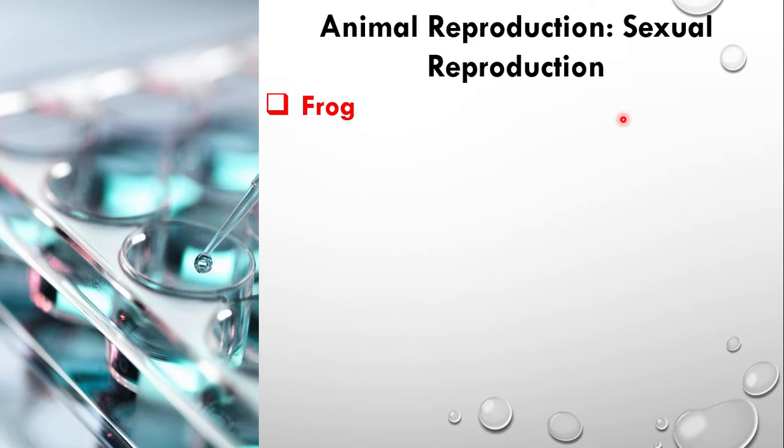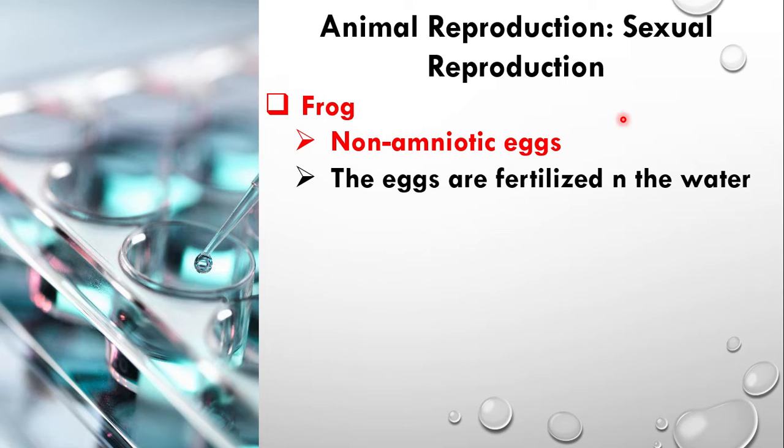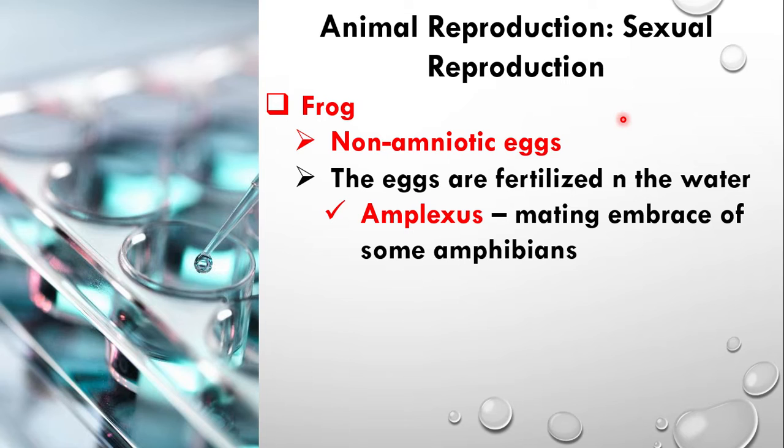Next we have frog. Okay? What is the sexual reproduction of frogs? Okay? So frogs have non-amniotic eggs. They contain non-amniotic eggs, meaning their eggs have no amnion. Okay? So the eggs are fertilized in the water. You may have heard of amplexus, or the mating embrace of amphibians or frogs.